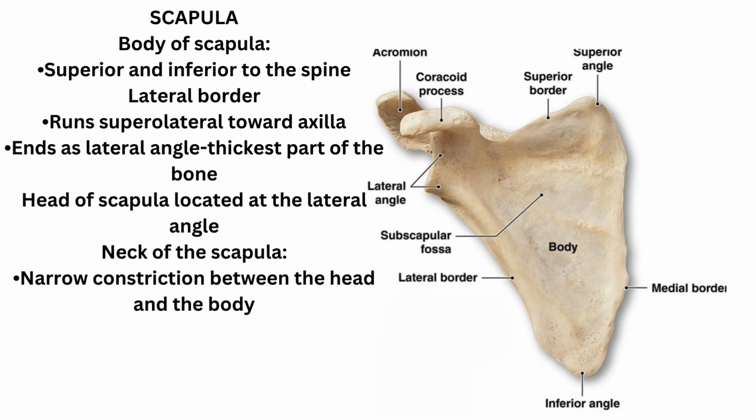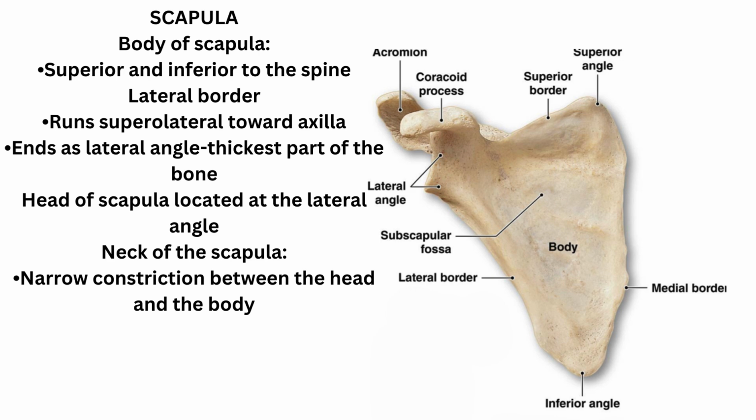Other important features of the scapula include body, head, and neck; the lateral, medial, and superior borders; and the superior, lateral, and inferior angles. The body of the scapula is superior and inferior to the spine, and it is entirely thin with the exception of the thicker lateral part.